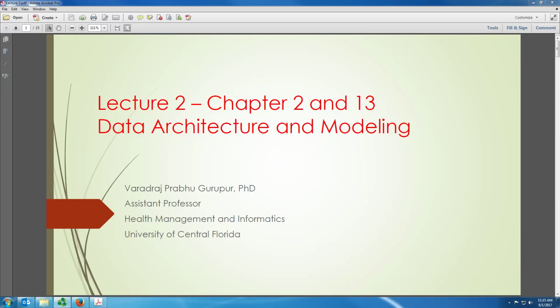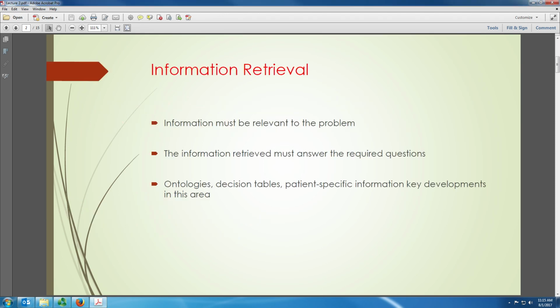Okay, so now we are recording a lecture on Chapter 2 and Chapter 13 of your textbook for data architecture and modeling. This is also what we call Lecture 2. So the first thing that we want to look at in this particular lecture is the important concept of information retrieval.